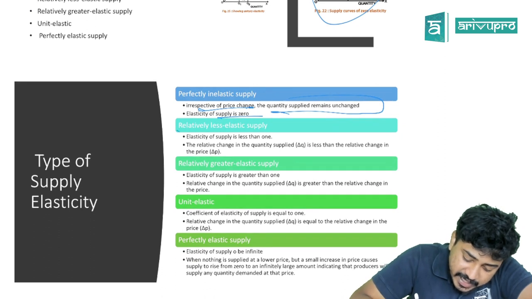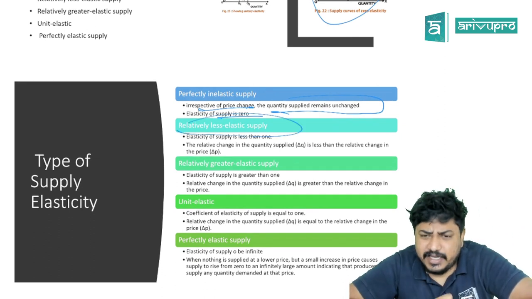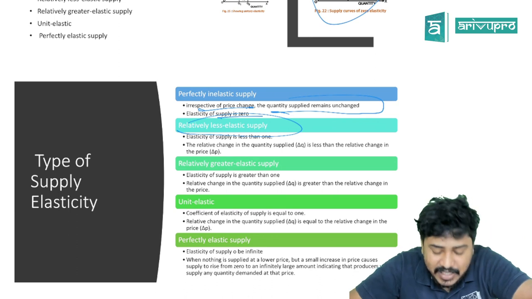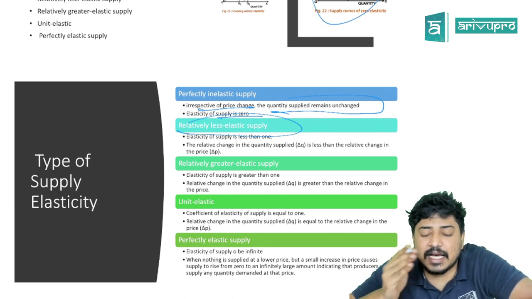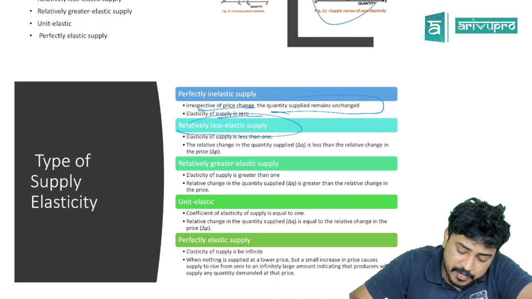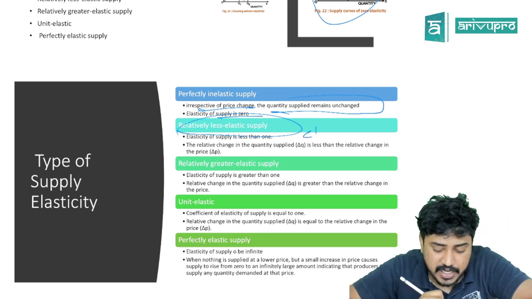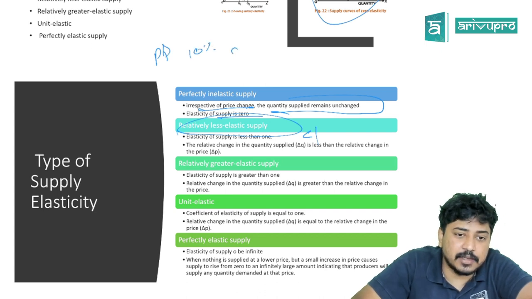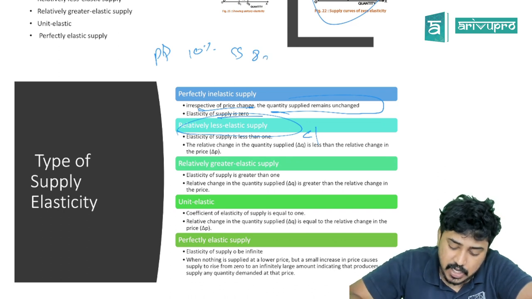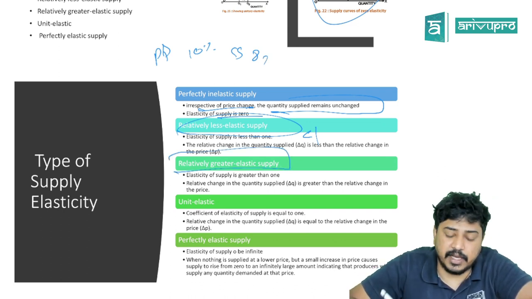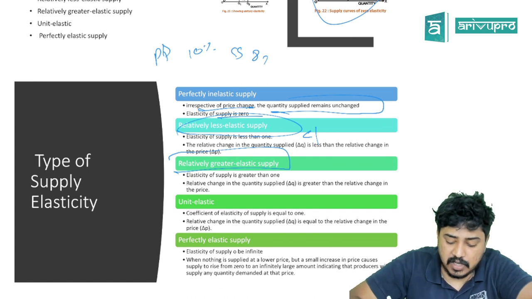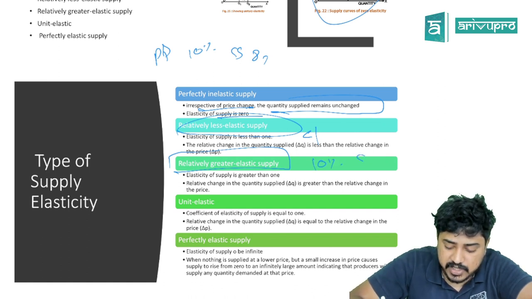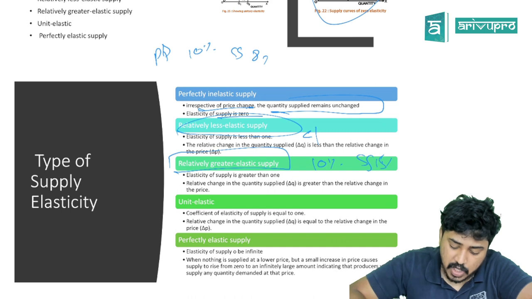Done. Relatively less elastic demand, or can we say it as inelastic supply? Inelastic supply, right? What does that mean? Less than one. So if price changes by 10%, supply will change by less than 10%, that is 8%, 7%. Greater than one is elastic supply: if price changes by 10%, supply will change by 15%, greater than 10. Unit elastic, we know what it is.